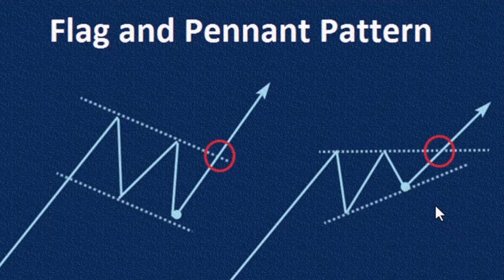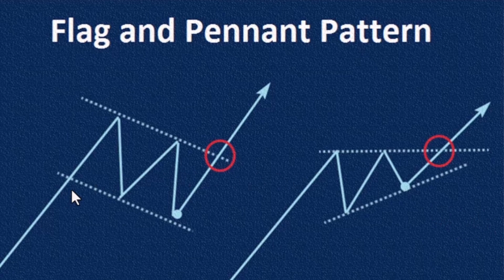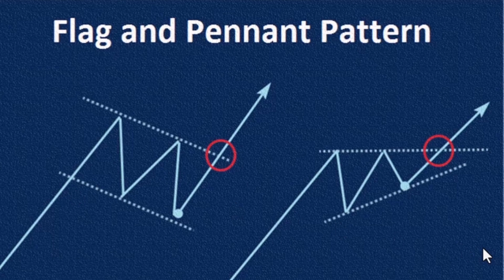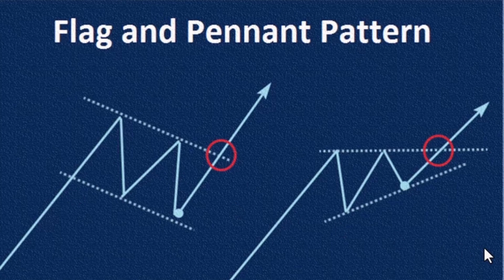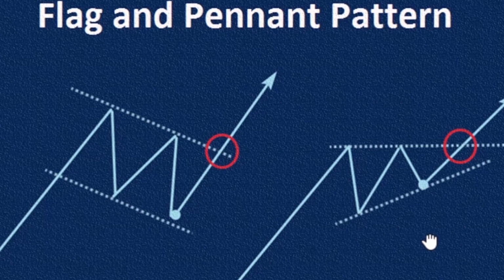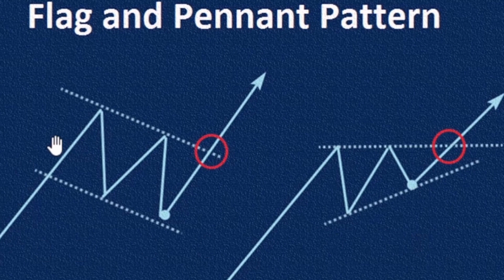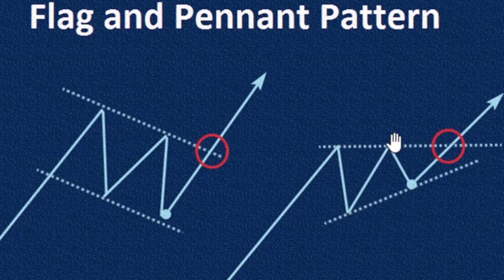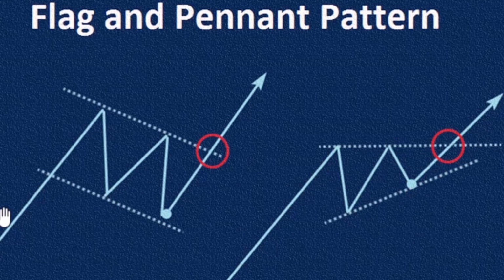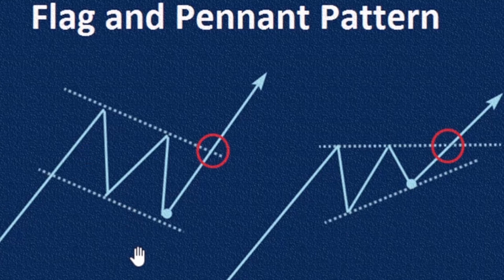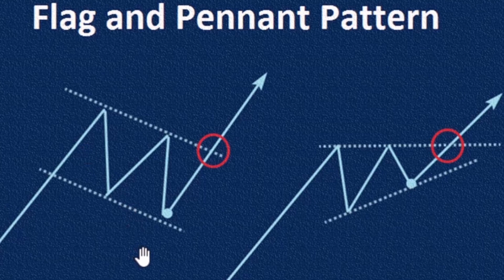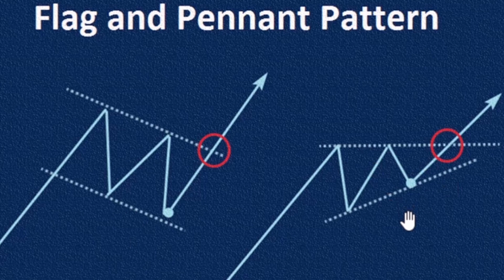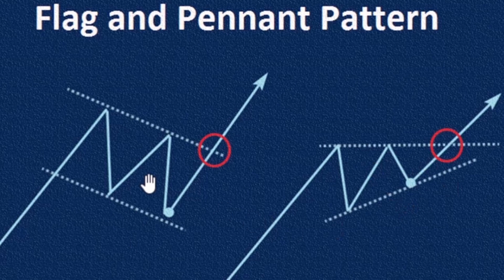The flag and pennant patterns are really close to each other, and I call them the same myself. I do not believe that there is much of a difference between them. It is just something with different names, but they are more or less the same. They are also continuation patterns that indicate a potential trend continuation. These patterns are formed when a stock, crypto asset, or security price rises or falls rapidly, and then forms a small flag or pennant shape before continuing its trend.